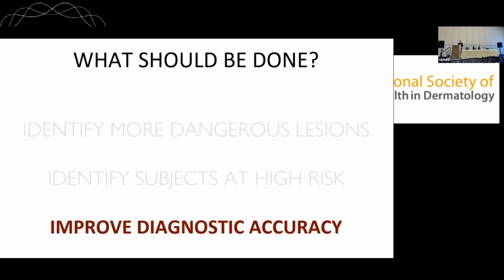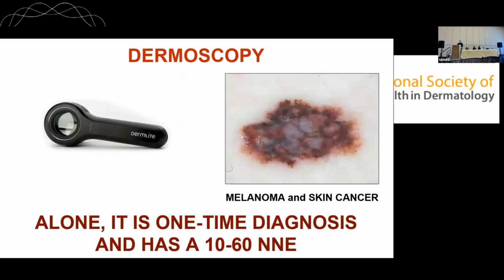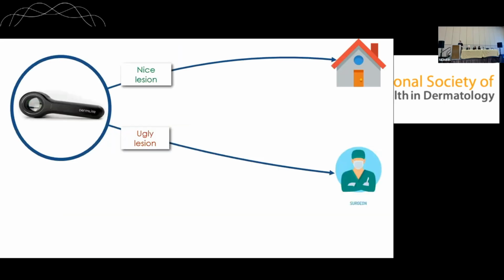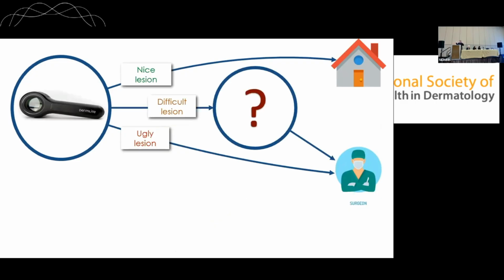But let's go to the improvement of diagnostic accuracy. The improvement for sure starts from dermoscopy, but even with dermoscopy, we have a good number of benign lesions that are excised because we are not sure, we are not confident. The world is not like that, nice and ugly, and we decide. In the world, there are a lot of difficult lesions, and usually when we face a difficult lesion, we recommend excision.